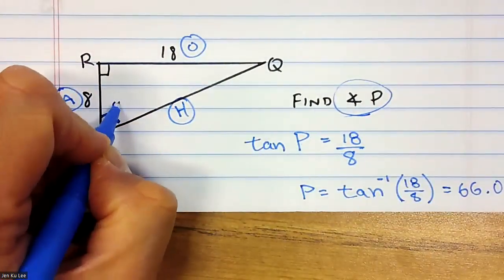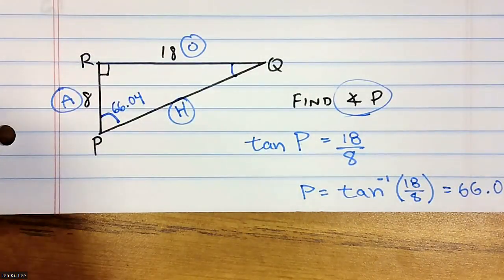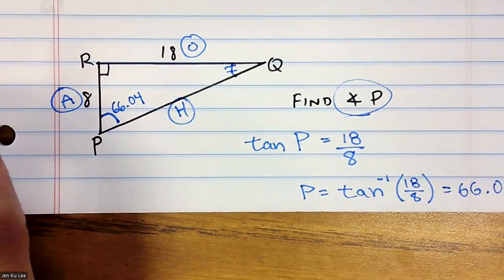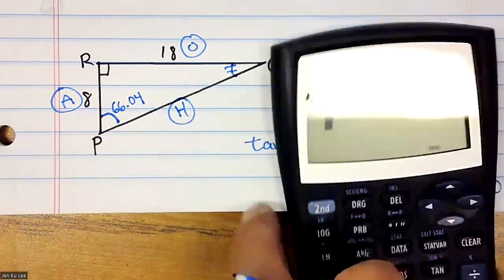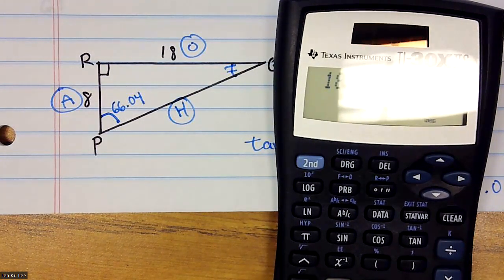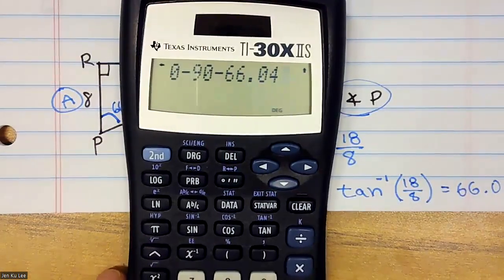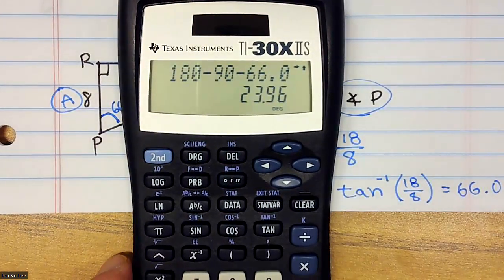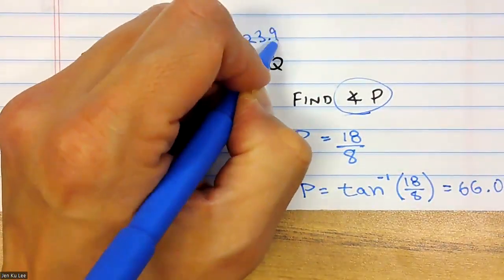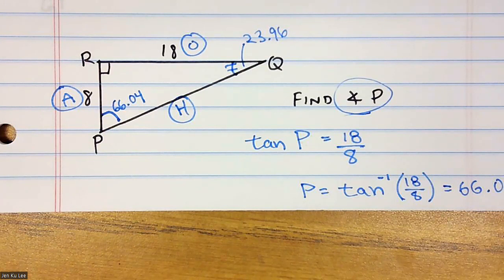So class, if this is 66.04, what is this angle here? 66.04 plus 90 plus x equals 180. So 180 minus 90 minus 66.04, that's 23.96. So this angle here is 23.96. All I did was subtract the angles that we know from 180.